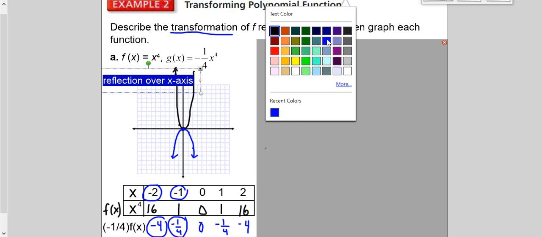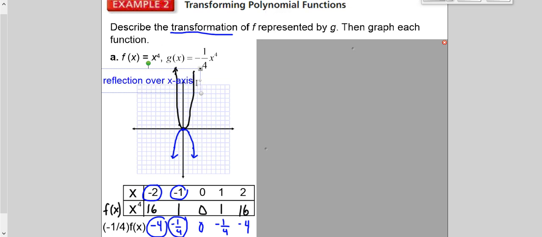What was it? Oh, good. Yep, vertical stretch. Not stretch. We multiplied by 1/4. It actually shrunk it. Vertical shrink by 1/4. Okay, and there's our two transformations: reflection over x-axis, vertical shrink by 1/4.